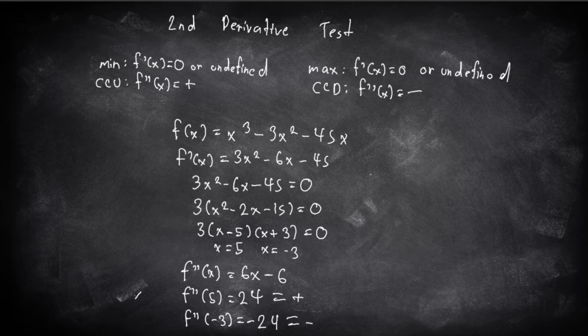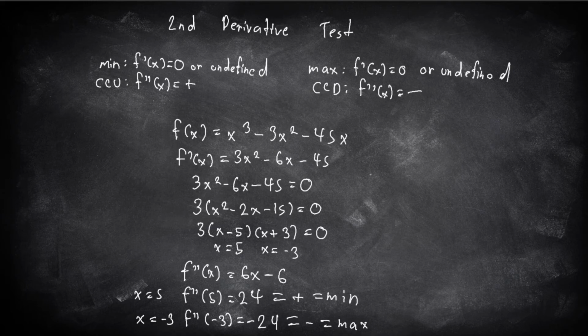So at x equals 5 and x equals negative 3. That means at x equals 5, where our second derivative is positive, it's a min. And at x equals negative 3, which is where we also get our first derivative 0, we get a concave down, which is negative. So this is obviously going to be a max.